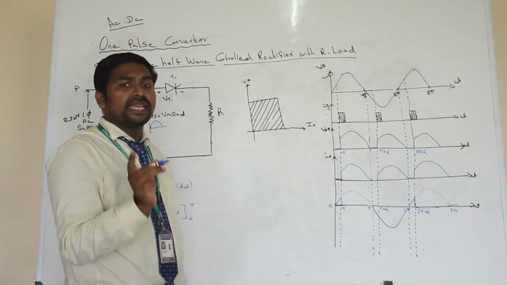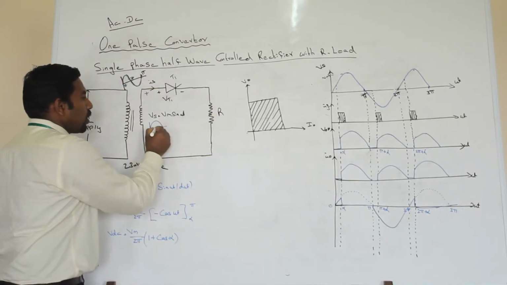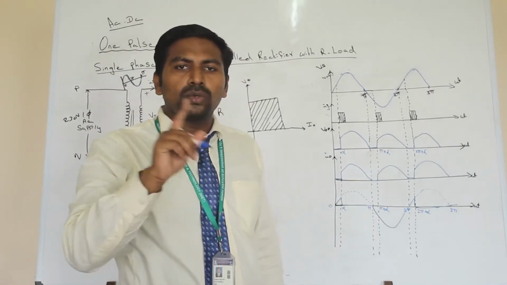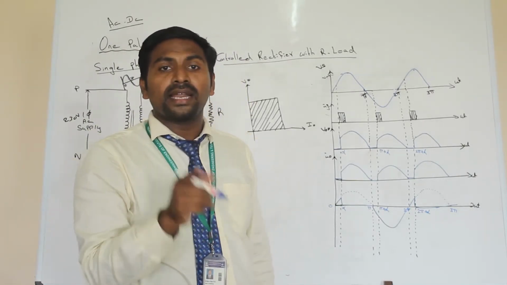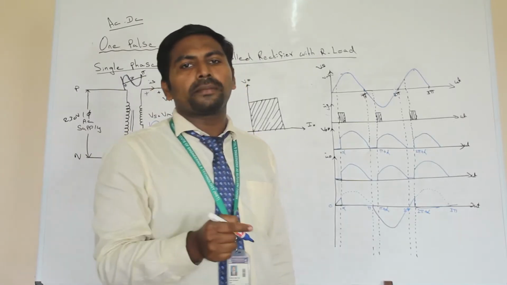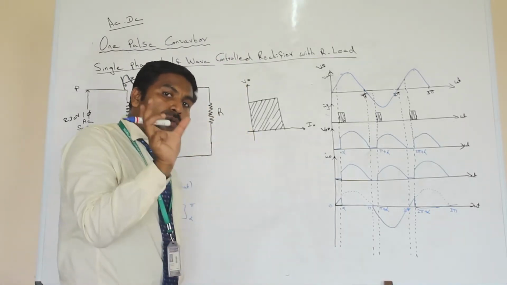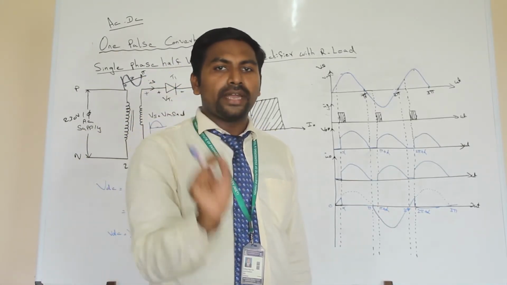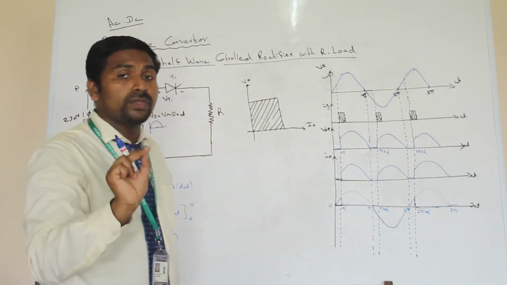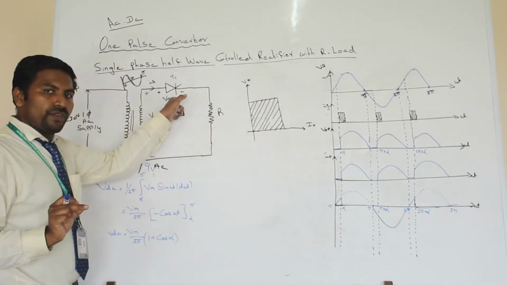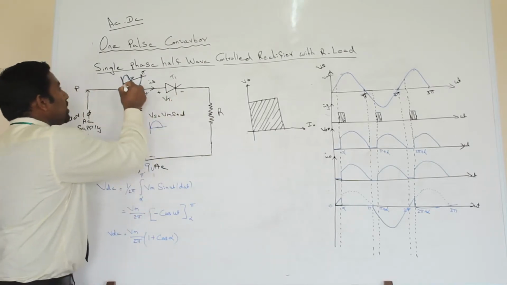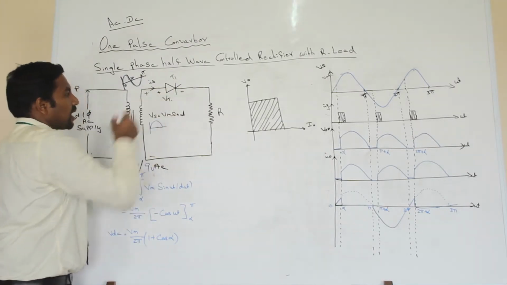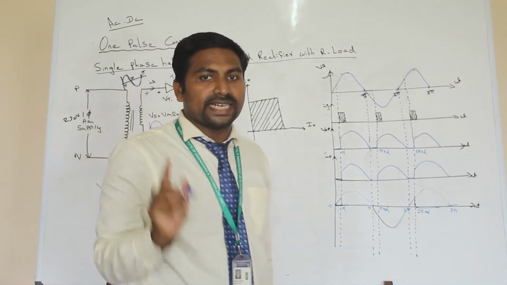When this half cycle is applied to the rectifier circuit, we are using a thyristor switch. We know the thyristor has three terminals: anode, cathode, and another terminal, that is the gate terminal. When you give the forward voltage across the anode and cathode and you give the gate voltage, the thyristor T1 switch will be turned on. So by giving this 0 to pi half pulse across the thyristor switch, the thyristor switch will be turned on.